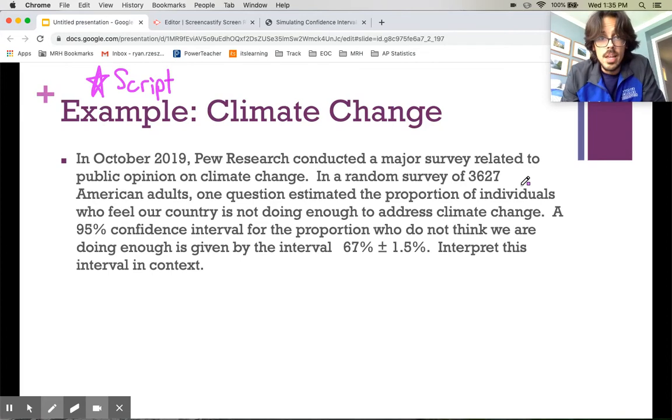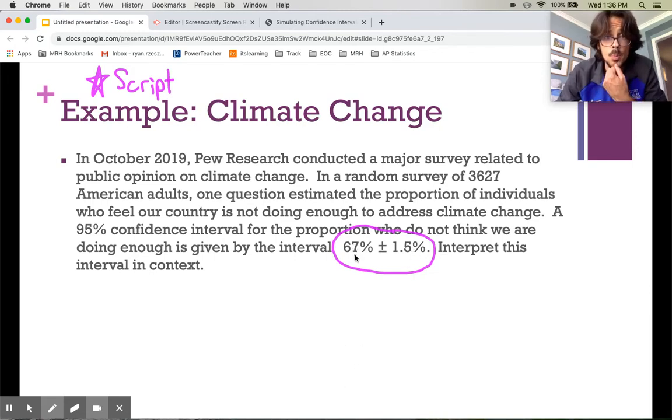So what they looked at was the percent of people who did not think we were doing enough. Okay, so they looked at the percent of people who didn't think we were doing enough, and they got the following confidence interval right here. So one way that you can write a confidence interval is like this: number plus or minus number. And as I showed you earlier, this is the point estimate, and this is the margin of error right here. So we have point estimates, and we have margin of error.